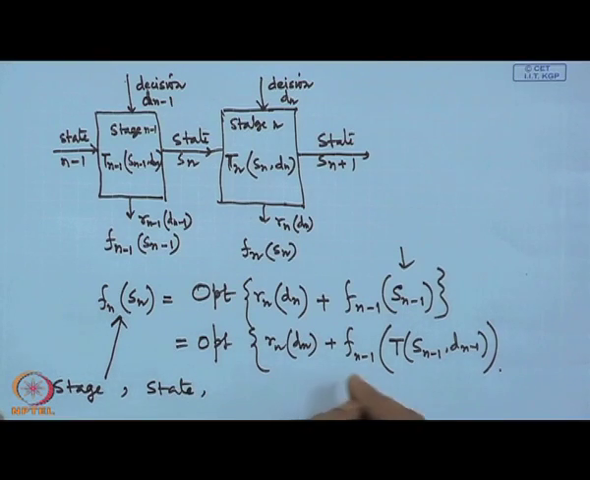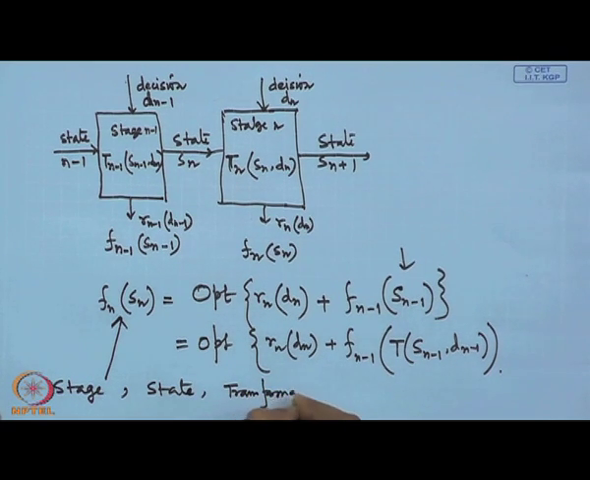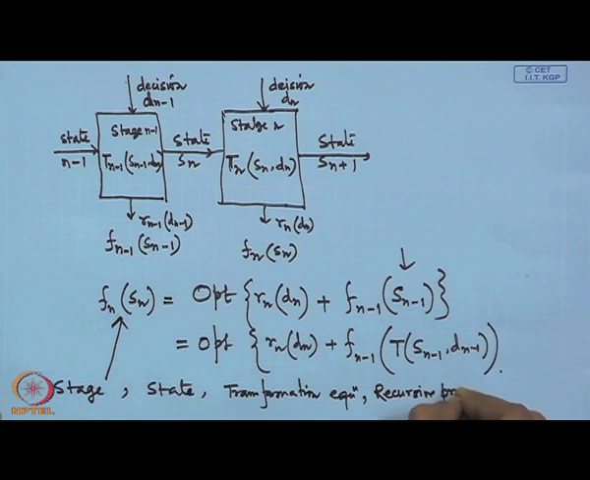The other thing we need to know is the transformation equation. I have already discussed it in the last class, the transformation equation, and we have to formulate the recursive process. We have to decide whether this is a forward recursive process or a backward recursive process. Accordingly, we have to formulate the recursive relation. That is the mathematical equation we need to formulate.